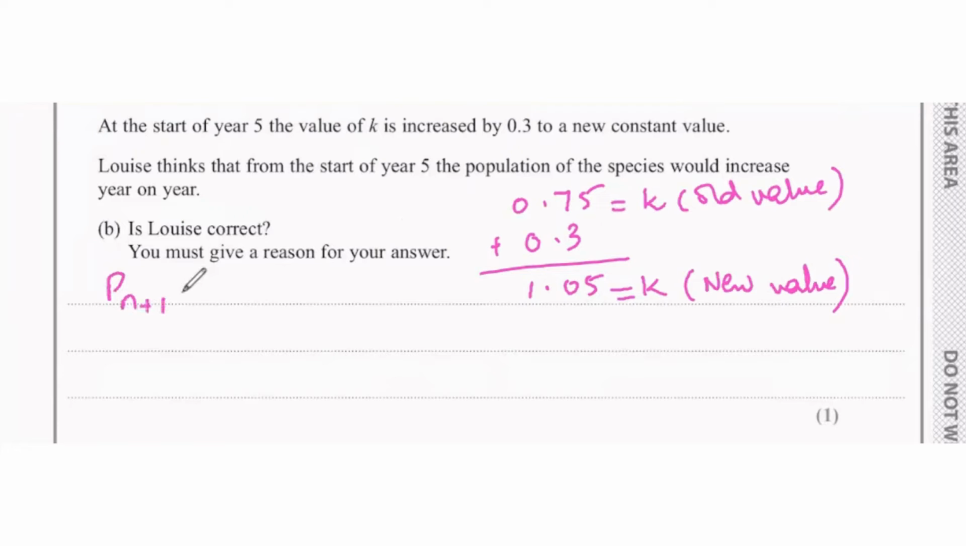The formula was Pn plus 1 equals k times Pn. If k is replaced by a bigger value, which is 1.05, obviously your population will increase because previously we were multiplying it by 0.75. Now the multiplier is 1.05. So since you're multiplying the population by a bigger number, the population will increase. So yes, Louise is correct.